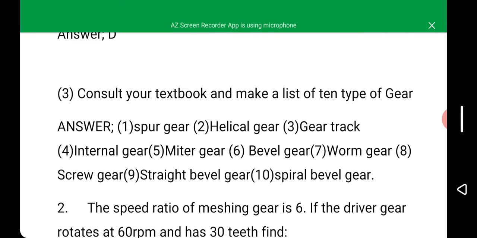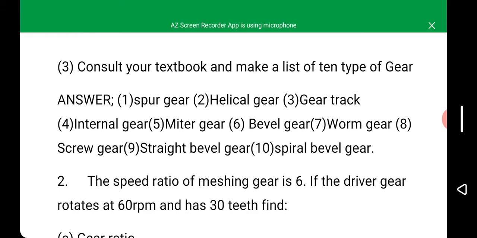Now, question number 3 is a theory question, where you are asked to consult your textbook and make a list of 10 types of gears. This is the answer to the question. I am expecting you to write 5 in your notes and look for another 5, but there are some students who wrote only 2. The answer is: spur gear, helical gears, gear rack, internal gears, miter gears, bevel gears, worm gears, skew gears, straight bevel gears, and spiral bevel gears.